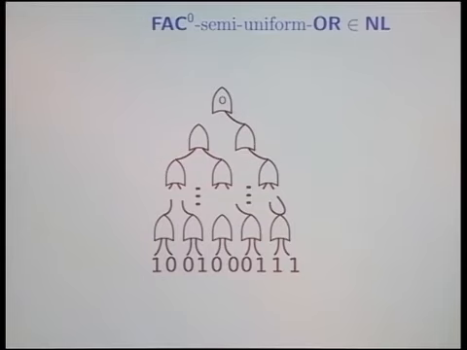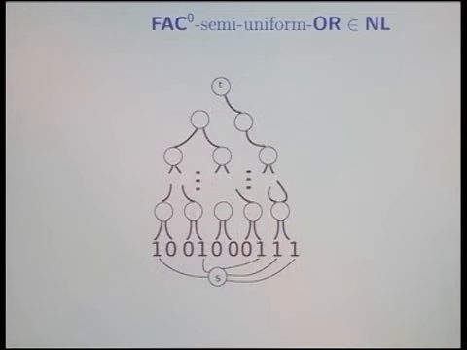So then we've seen that there is a path problem in the OR circuit, and we can simulate the OR circuit in non-deterministic log space by adding an S node to each of the 1 inputs, and then there will be a path from S to T if it accepts. So we've shown this. This is an old result: semi-uniform OR is equal to NL.